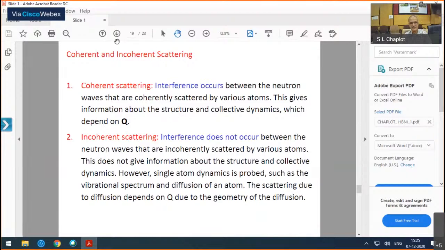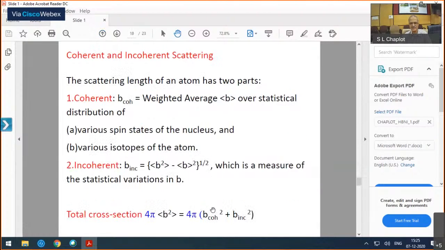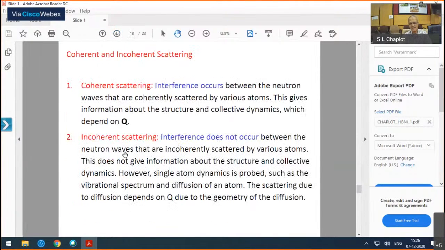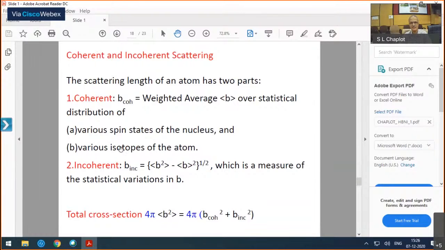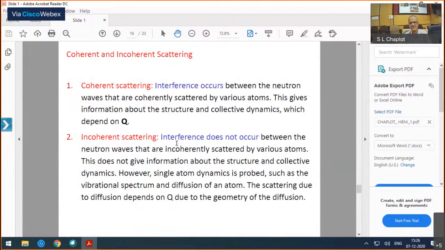Whereas on the other hand, the remaining part of the scattering, which is not coherent scattering but incoherent scattering, also occurs. That scattering occurs again from all the atoms, but it cannot interfere because it doesn't have any phase relationship. The reason is that you never know from which isotope or which spin state it has occurred. Therefore, interference doesn't occur between the neutron waves that are incoherently scattered by various atoms. But all the same, this scattering is there.